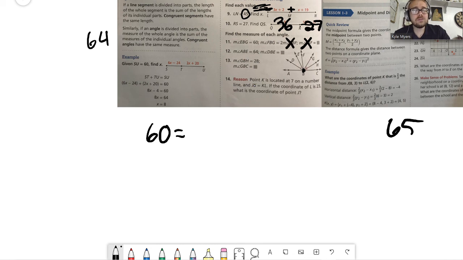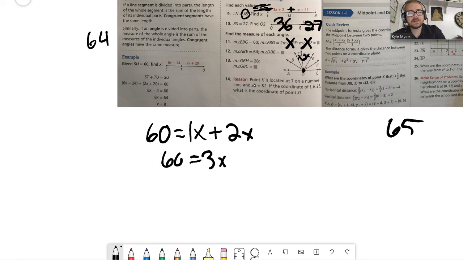So 2X, the measure of FBG is 2X. So that means this right here is 2X. That's X. And so I just add them together, X plus 2X. There we go. All right, so X plus 2X, that's 1X plus 2X is 3X, equals 60, divide by 3, boom, X equals 20. 20 is la respuesta.